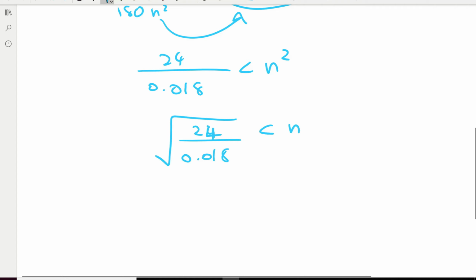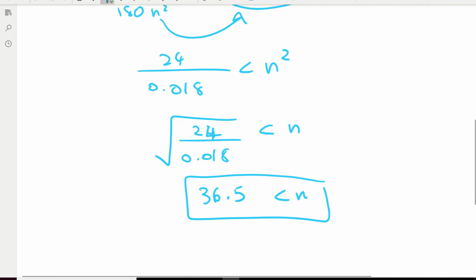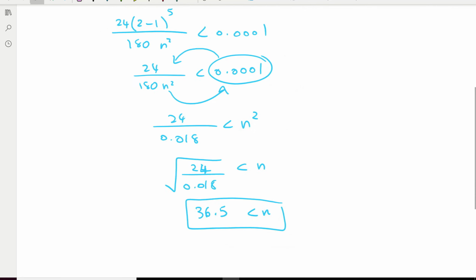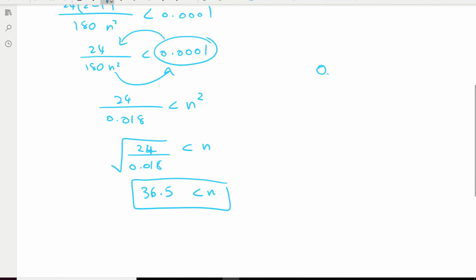Now I'm going to use a calculator. If I use a calculator, what I'm going to get here is 36.5. So if the number of subintervals is larger than 36.5, your error from the Simpson's rule method is guaranteed to be less than 0.0001.